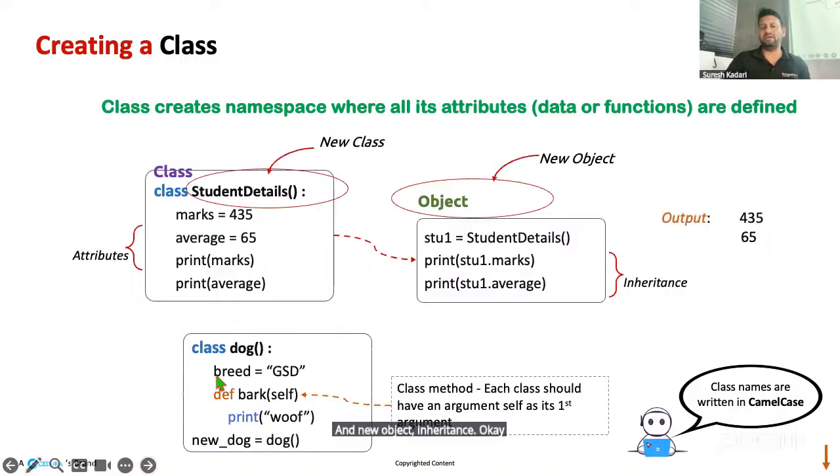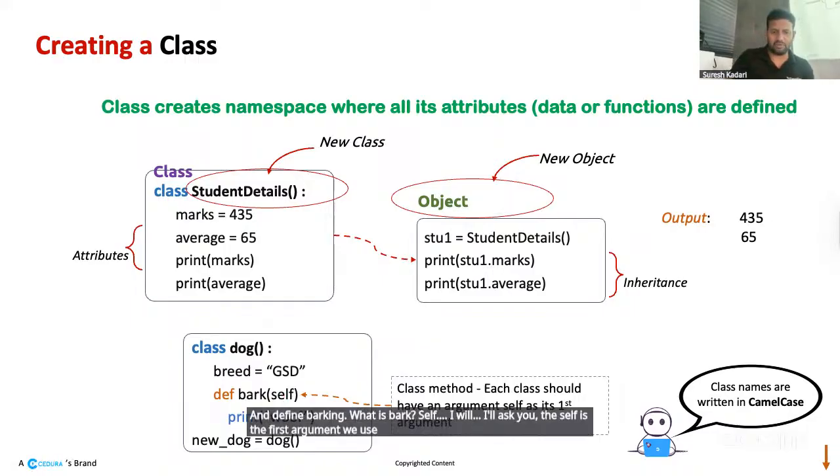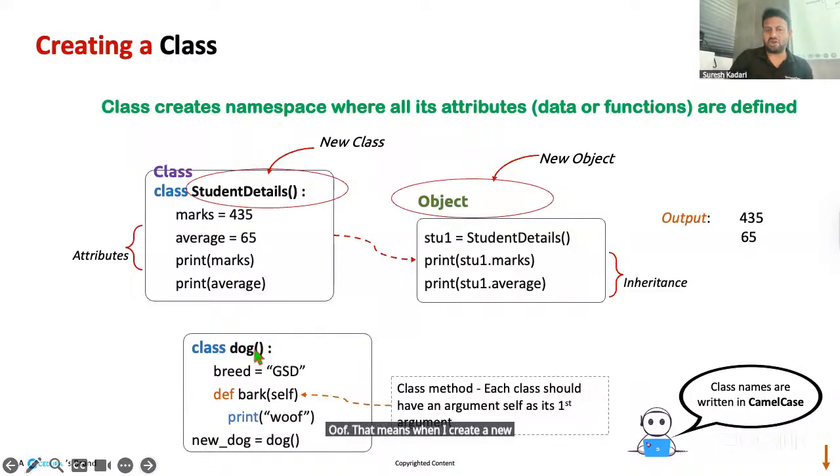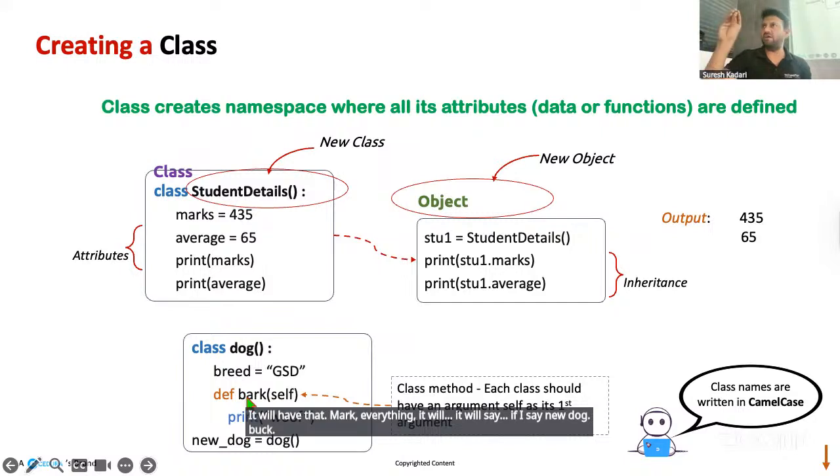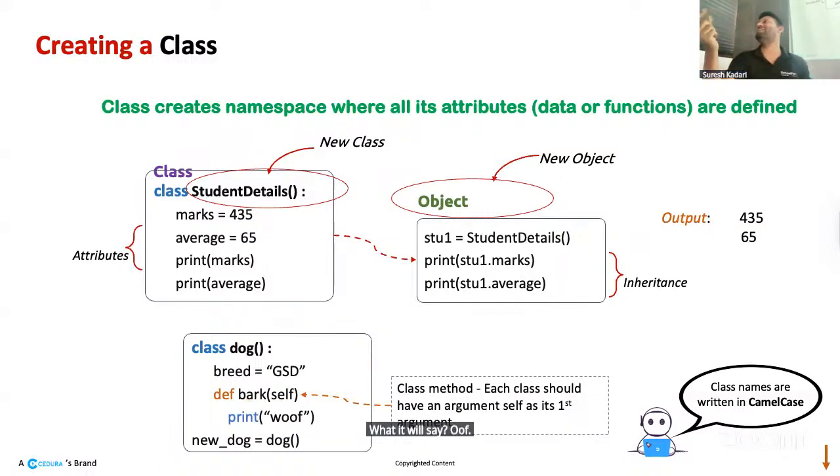Okay, see, I have a class dog and breed. This is a class level data member, and this breed is GSD, and define bark. What is bark? Self, the first argument we use. We'll talk about that. And print oof. That means when I create a new object of the class dog, it will have that bark, everything. If I say new dog dot bark, what will it say? Oof. That means it got a new method. It inherited a method. Good, guys.